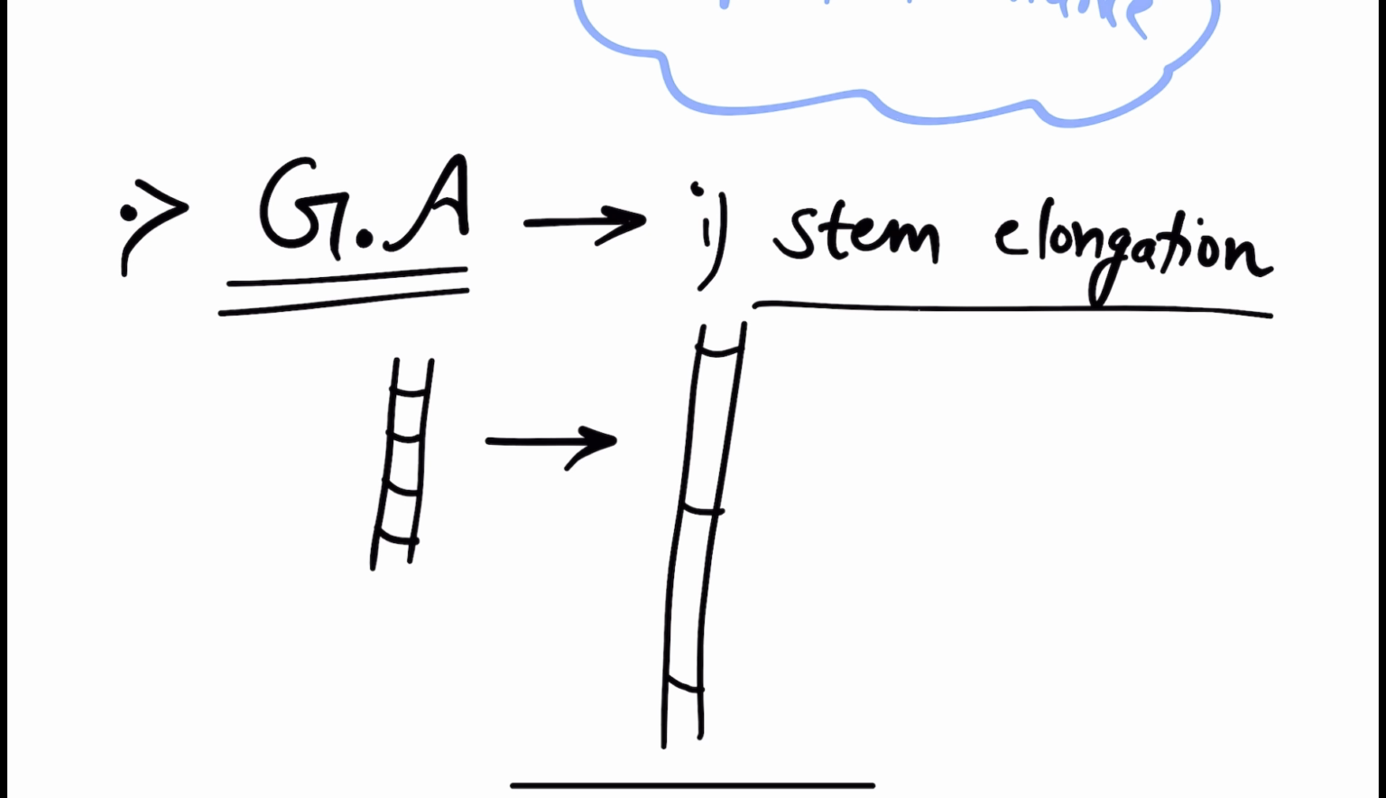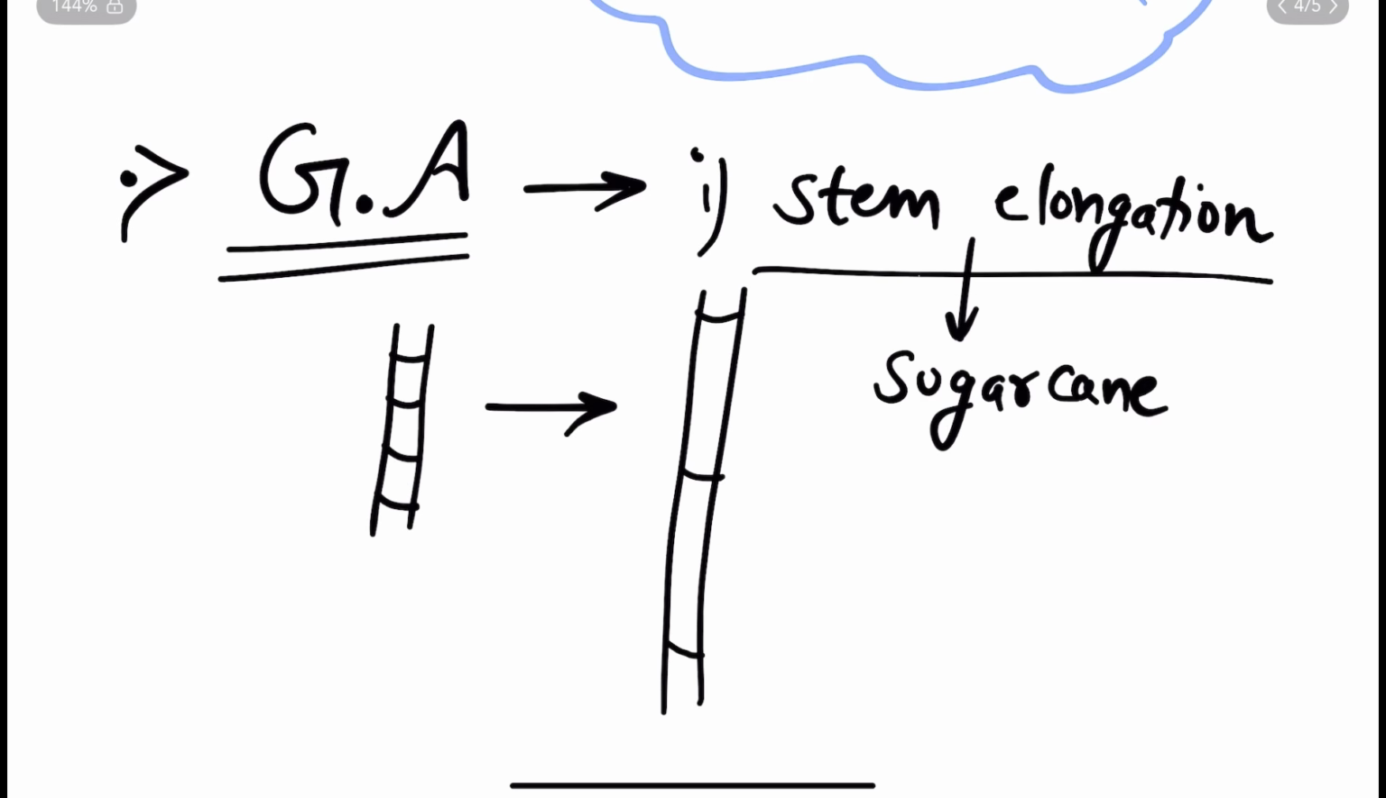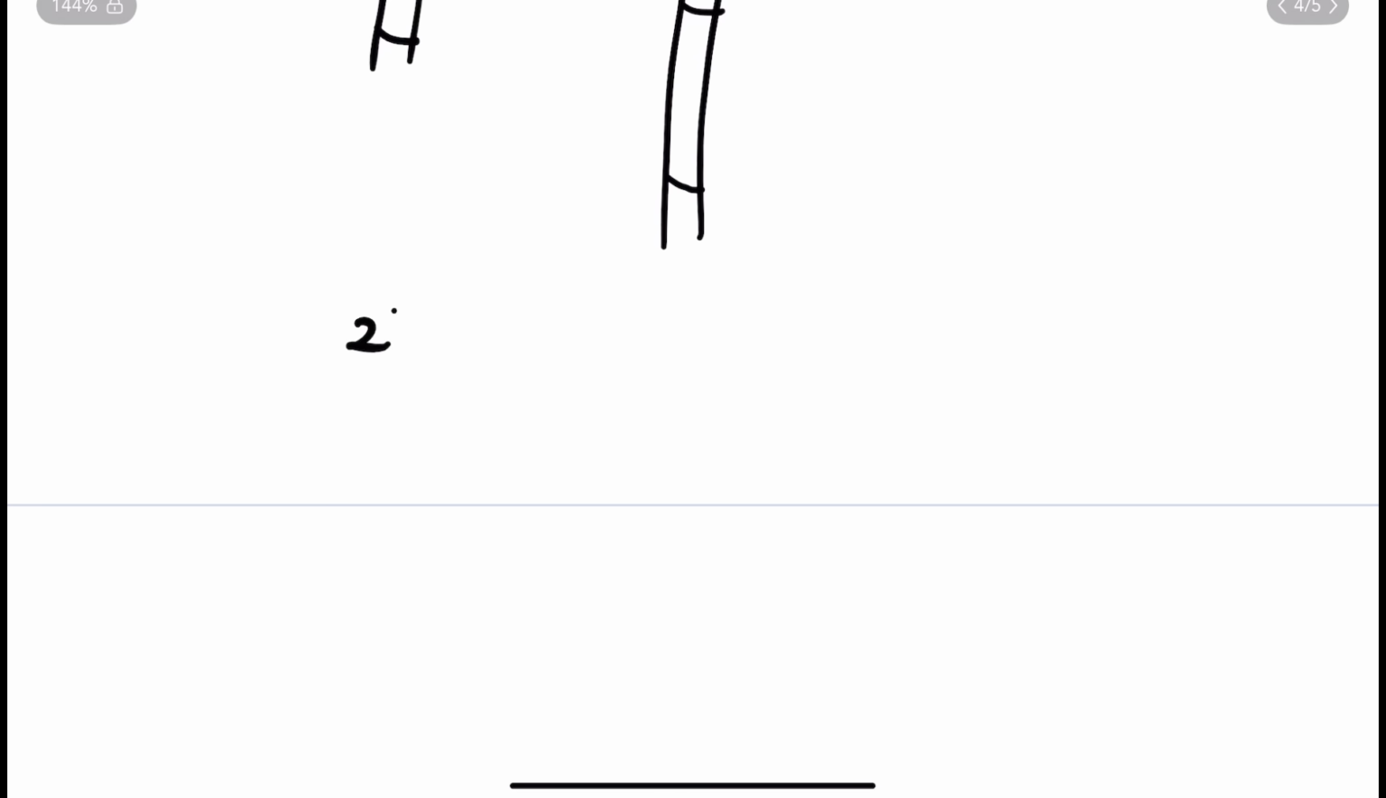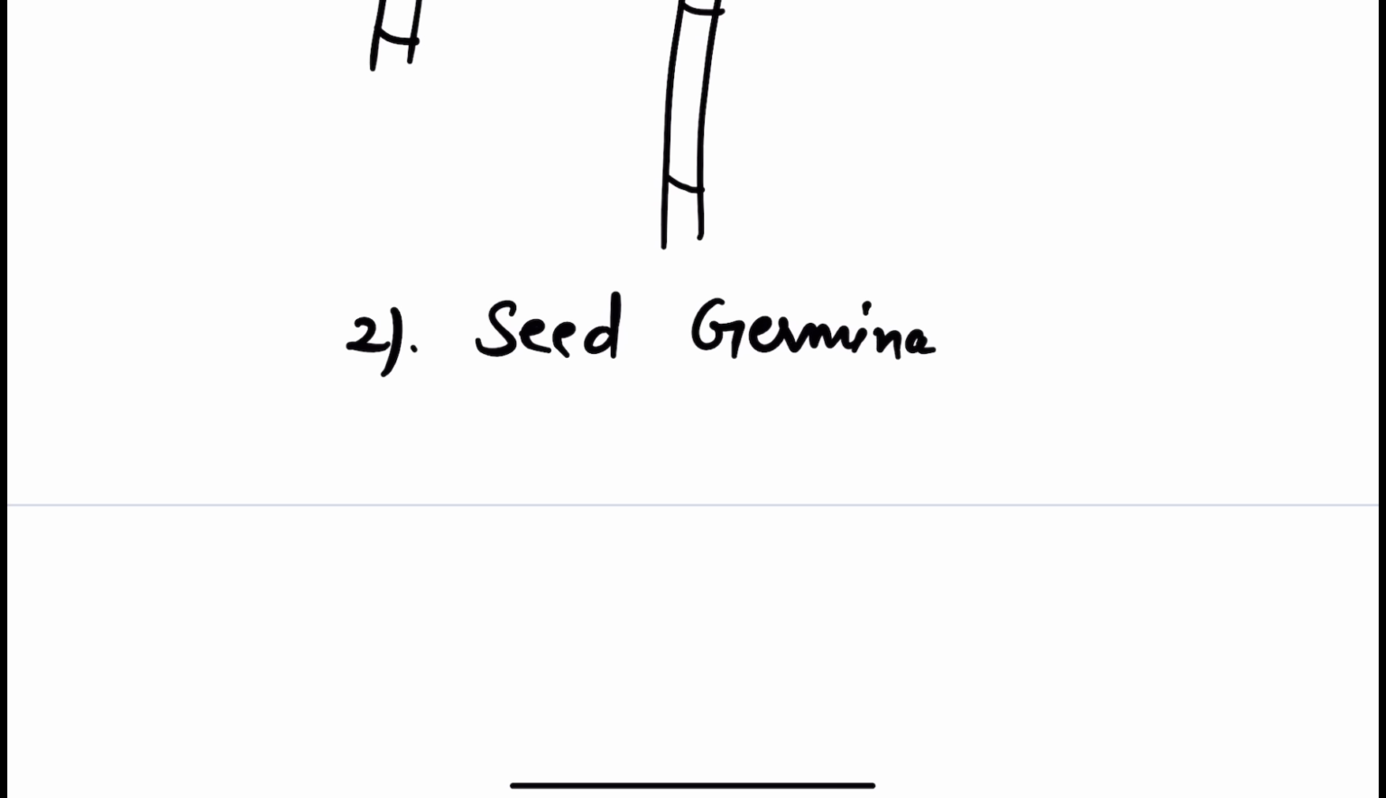And if you want to learn something more, the predominant effect of GA, gibberellic acid, in stem elongation was seen in sugarcane, right? So this is the first function of gibberellic acid. The second function of gibberellic acid is that it is responsible for seed germination.